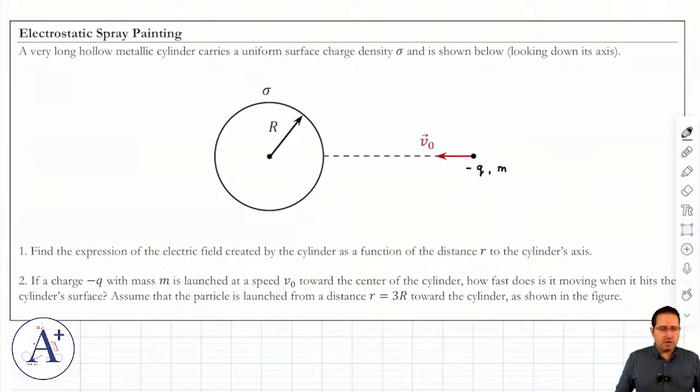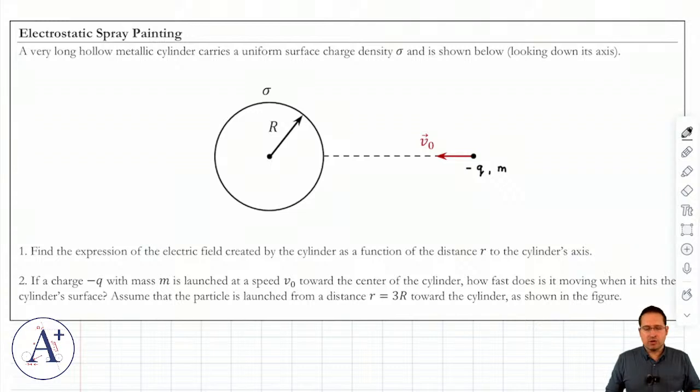So this, in part, is a review of Gauss's law. I don't want to spend too much time on Gauss's law because that was last week. But I do want to show you the relationship between Gauss's law and finding the speed with which this particle hits this metallic cylinder. So we have a very long, basically infinitely long, hollow metallic cylinder that carries a uniform charge density, sigma, on its surface.